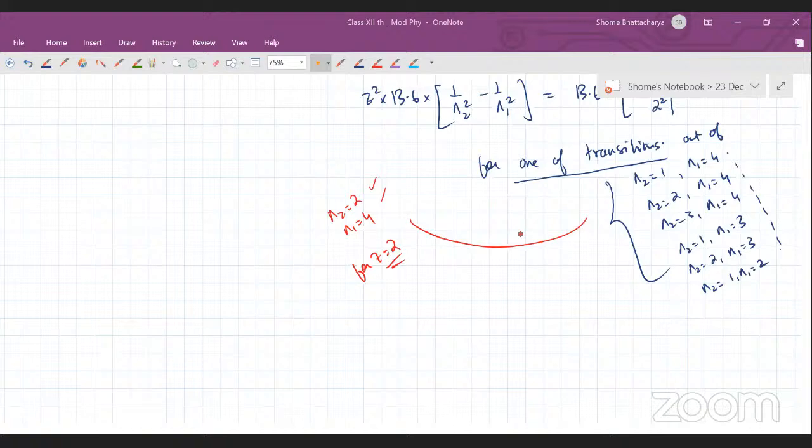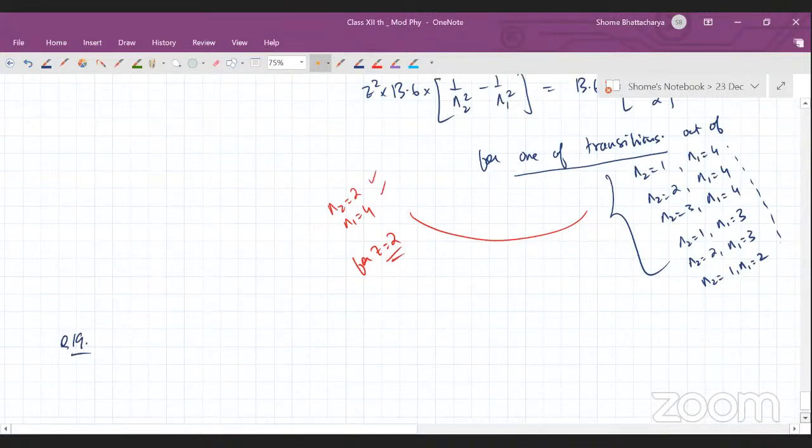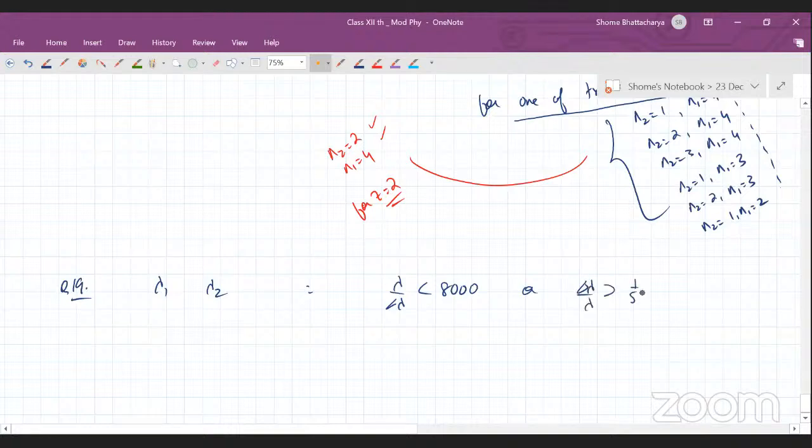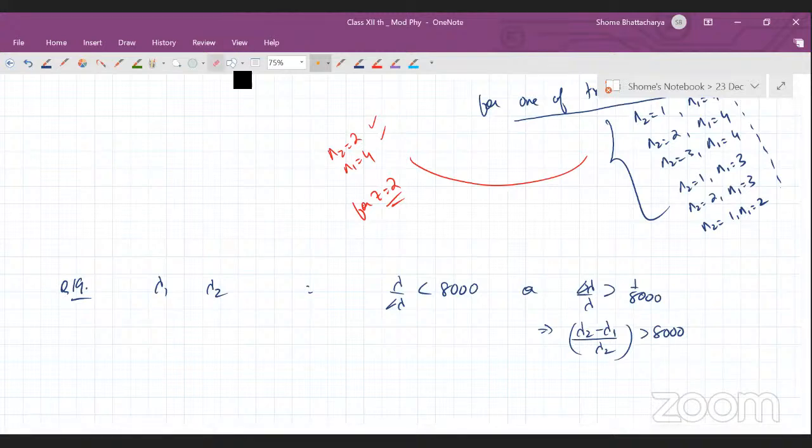Just go through the language of question 19. It means the condition for resolving two wavelengths, suppose one is lambda 1 and the other is lambda 2, is that lambda upon delta lambda should be less than 8000, or in other words, delta lambda by lambda should be greater than 1 by 8000. So basically lambda 2 minus lambda 1 upon lambda 2 should be greater than 1 by 8000.